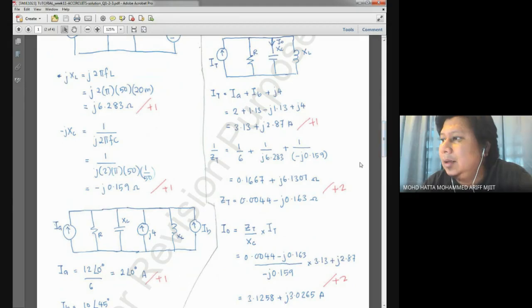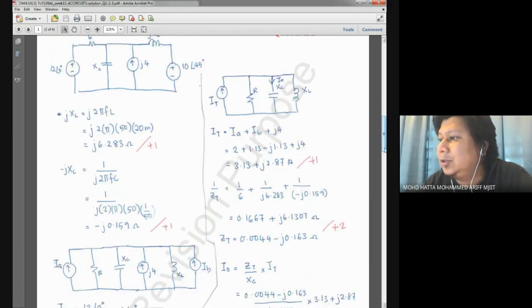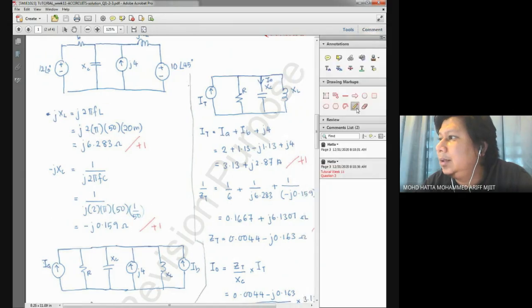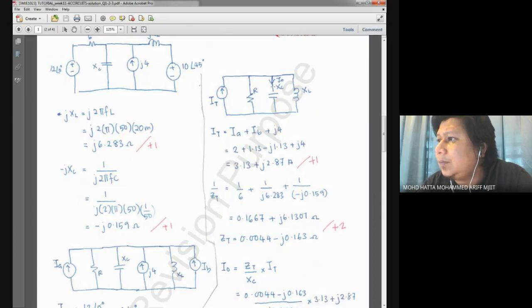And I know if you look at the solution, you see that, oh, it's very easy. But still, I give you 2 marks over here. That is because although you see this is very easy, actually the calculation is quite tedious. But for example, for some students, maybe they try to combine these two elements over here first, and then leave the circuit to become like this.